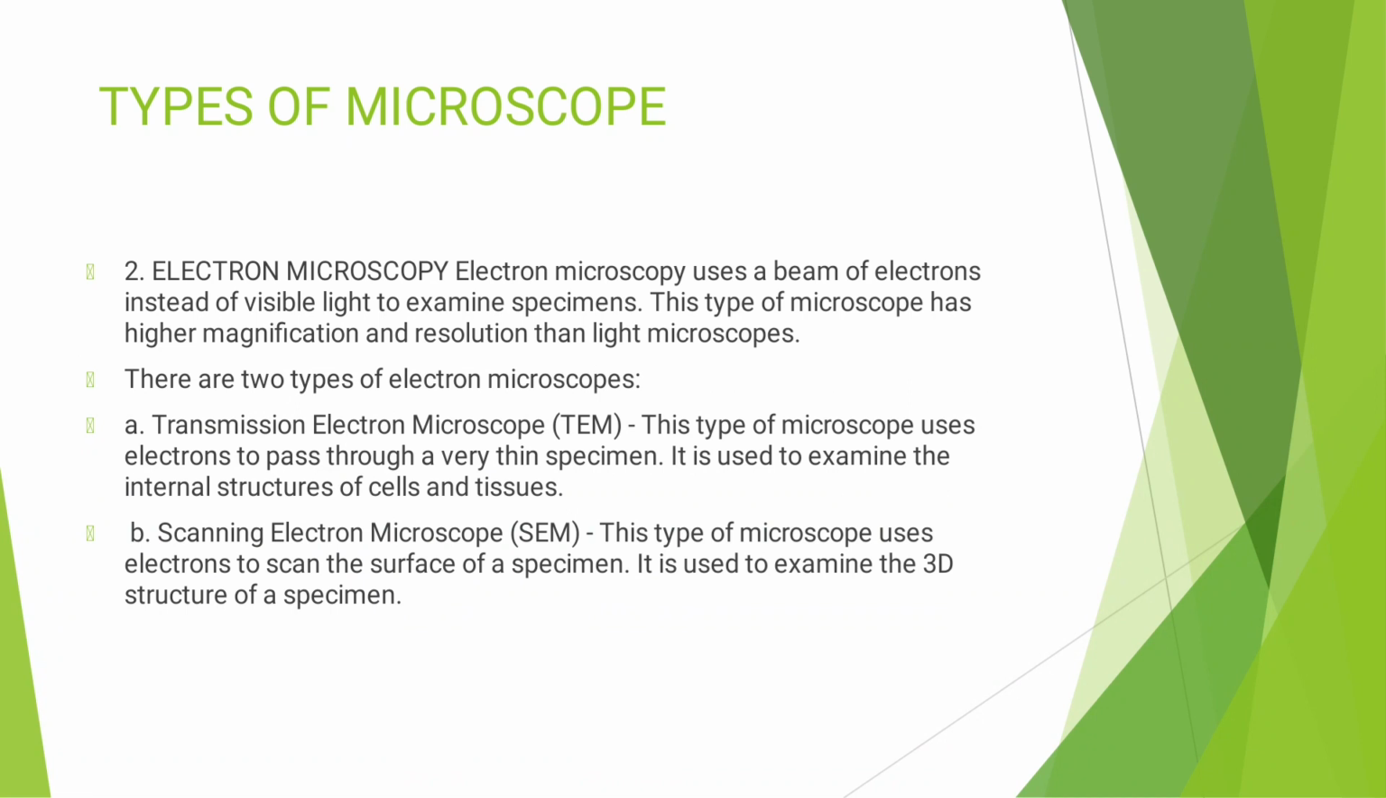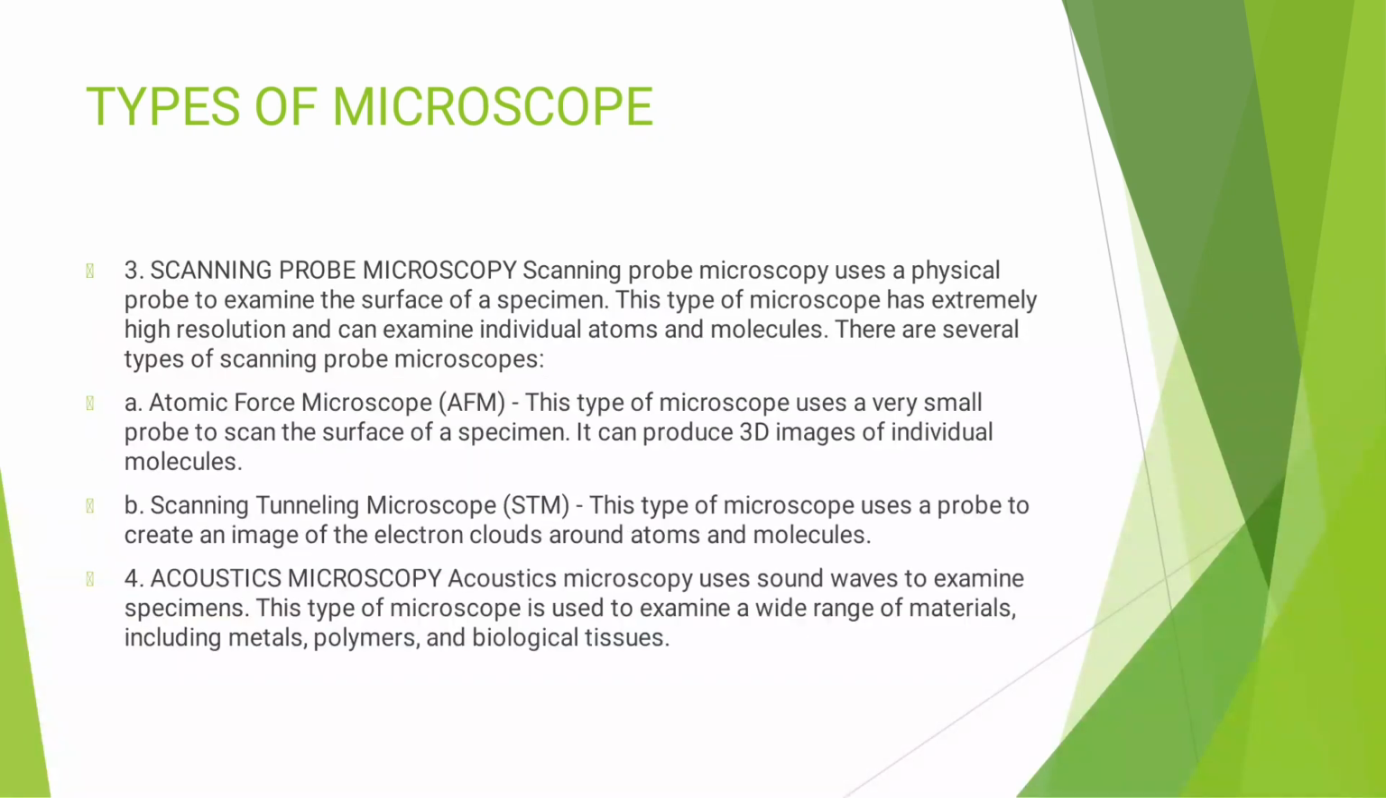Then electron microscopy. It uses a beam of electrons instead of visible light to view the specimens. It is of two types, TEM and SEM. TEM stands for transmission electron microscope, and SEM means scanning electron microscope.